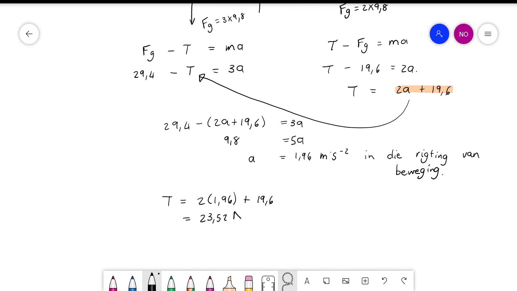23,52 Newton. I'm not giving this a direction because they asked for the magnitude in the rope. The magnitude of the tension in the rope. So hy het net 'n grootte.